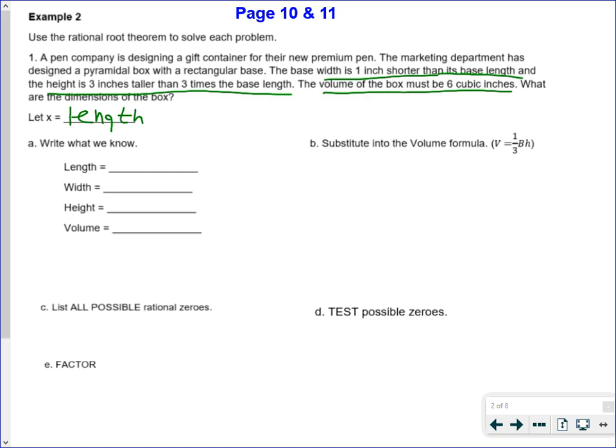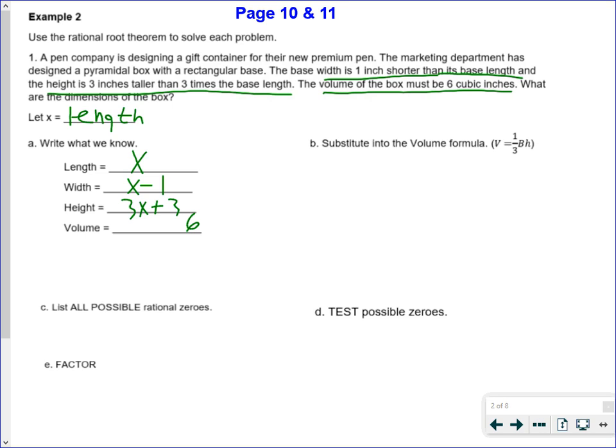So next we're going to write what we know. Our length we said is x. Our width we're told is 1 inch shorter than its base length, so 1 less than x. And then we're also told the height is 3 inches taller than 3 times the base length, or 3x plus 3. And last, we're told the volume of the box must be 6 cubic inches, or the volume equals 6.